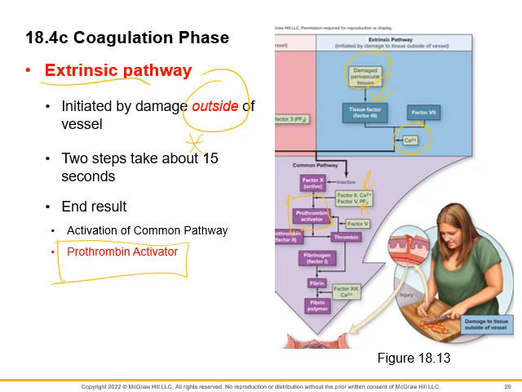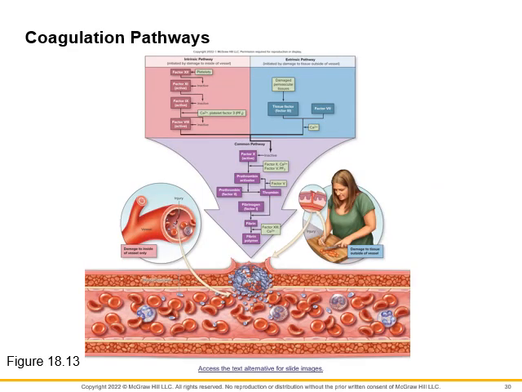But I do want you to see if this is outside damage, you've cut from the outside in, like the lady who's chopping here. This is about 15 seconds to get to this common pathway. If you go back to the other slide, it was a few minutes. So we finally get here. So they're showing you intrinsic and extrinsic. We all merge here on the prothrombin activator. I love the name. What does prothrombin activator do? It activates prothrombin into thrombin.